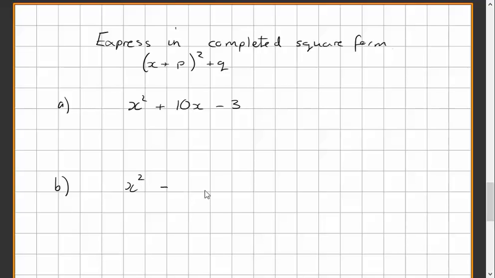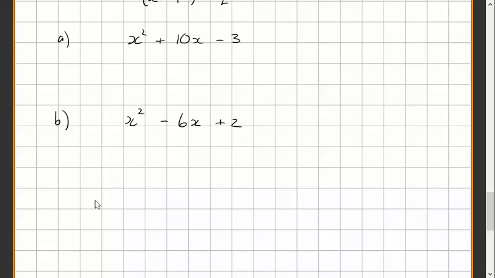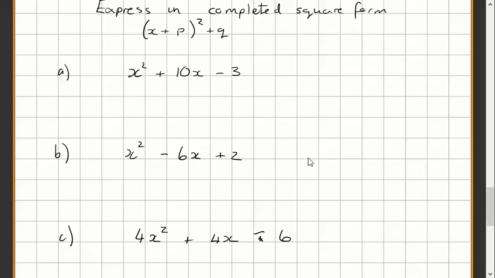x squared minus 6x plus 2. And then C, let's do 4x squared plus 4x minus 6. So try and do those three, and think carefully, especially on that last one.